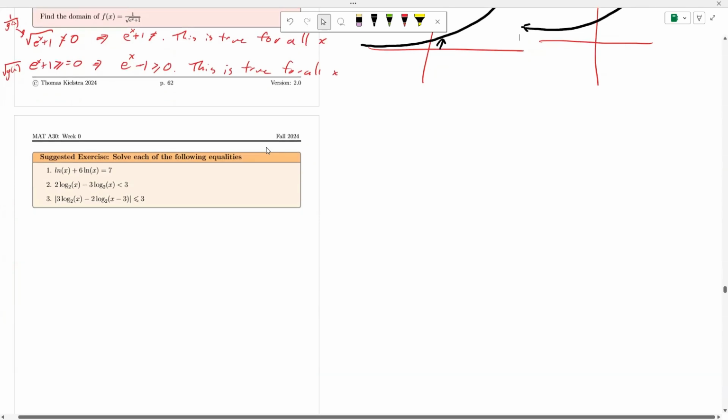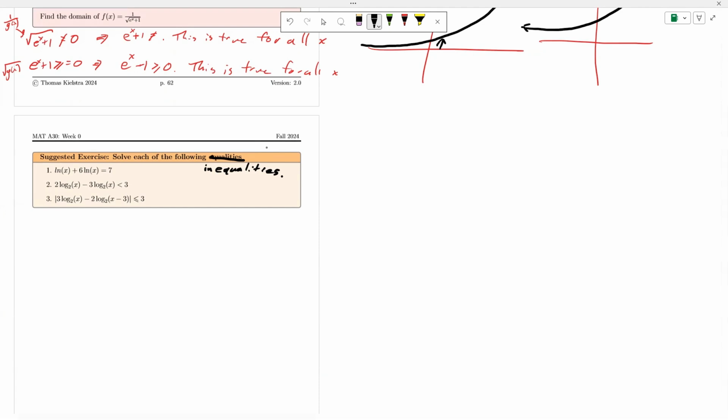For suggested exercises, I encourage you to work through these. Solve the following inequalities. You got some absolute values, you got some strictly less thans, we've got different bases. I highly, highly, highly encourage you to work through these, as it'll give you lots of practice using your ln.